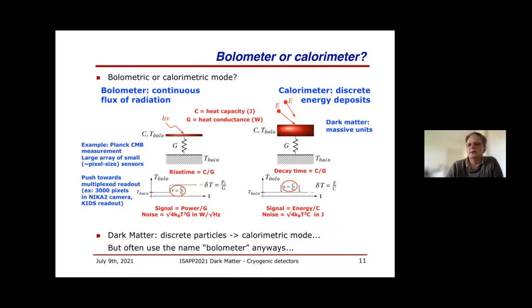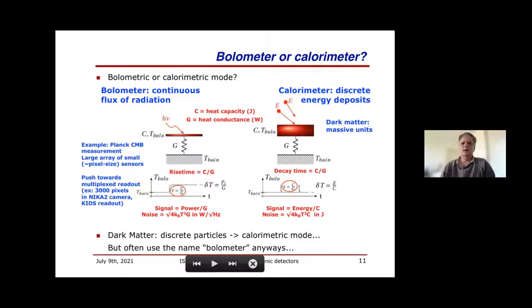And you will have a noise that will depend on the C parameter. So it's quite clear that what we are using for dark matter should be called a calorimeter. But since calorimeter is used in high energy physics for other detectors that are not calorimetric at all, but measure ionization and photons, a lot of the time we use bolometer for these detectors, which work in the calorimetric way. But that's the way things are.